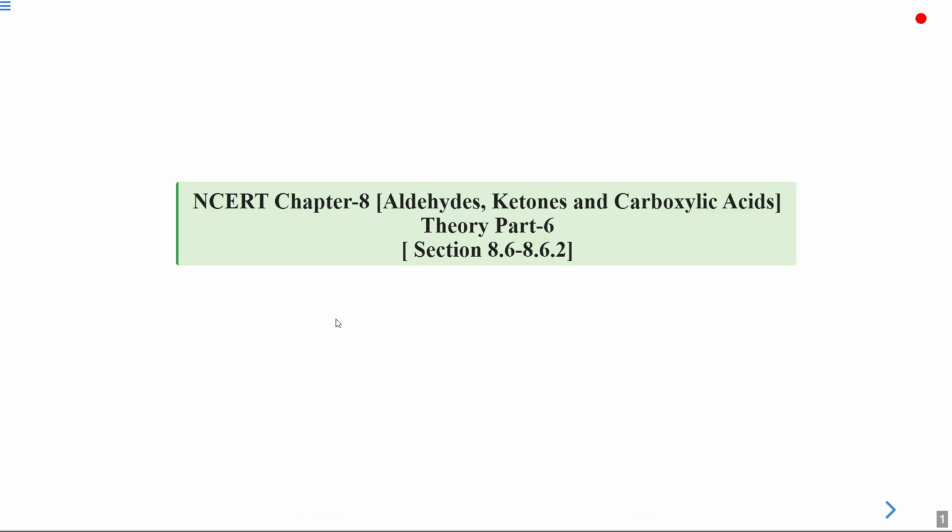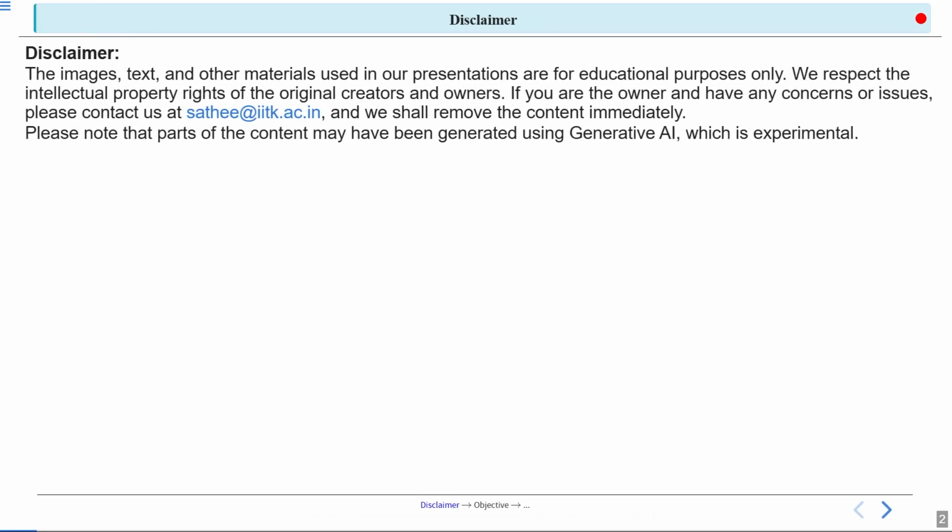Hello students, so let's continue with the NCERT chapter 8, which is aldehydes, ketones and carboxylic acids. So today is theory part 6, and the section which we will cover today is from section 8.6 to 8.6.2. This is the disclaimer.